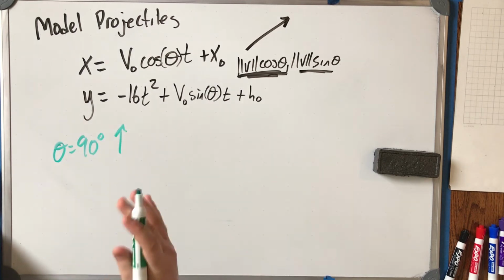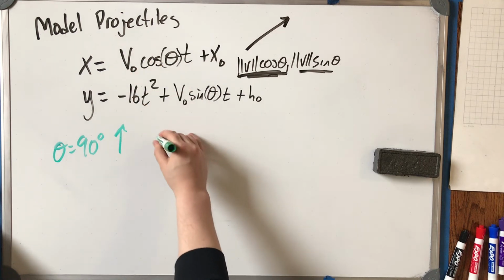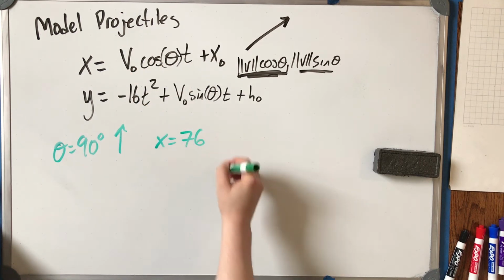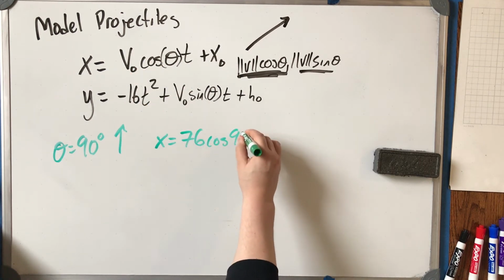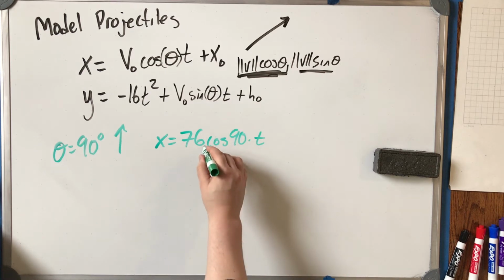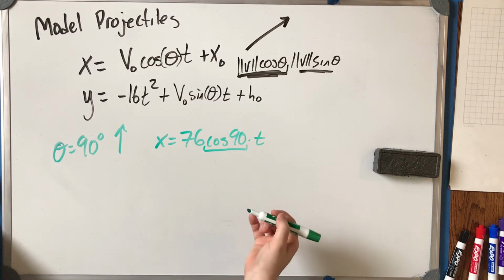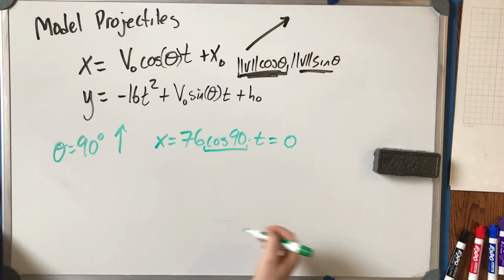That's going straight up. So if we plug this in, we would get x equals the initial velocity, 76 cosine 90 times t. Well, cosine of 90 is 0. So 0 times t equals 0. So there was no x value, and that's why in Algebra 2 and what we did earlier in the year, we never bothered to say that there was another direction here because we were always going straight up.